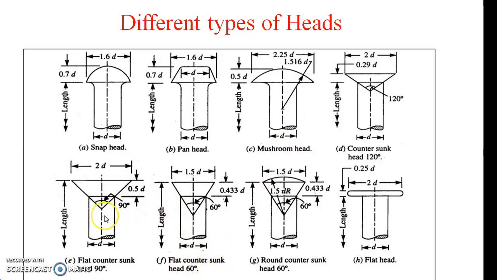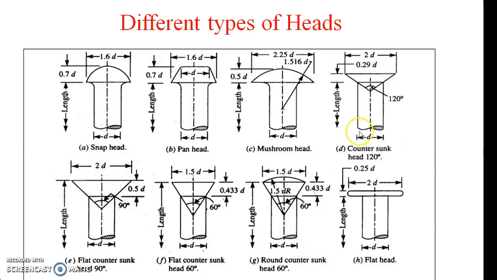60 degree. Here it's the same and here it is also the same. Both heads are the same, but the cone angle is not the same. Here the cone angle is 90 degrees and here the cone angle will be 60 degrees, according to our requirement of designing.